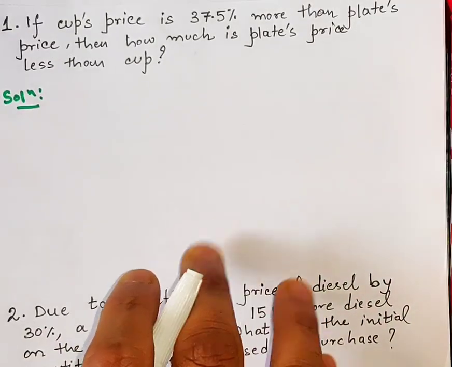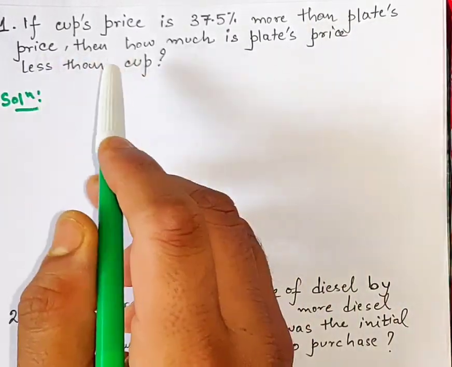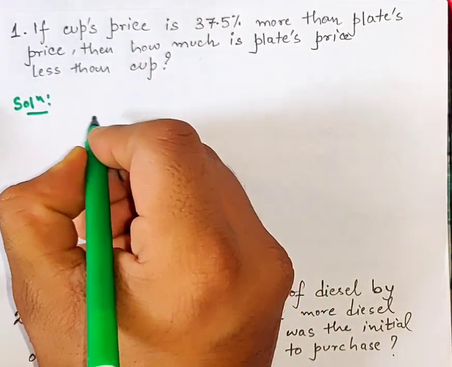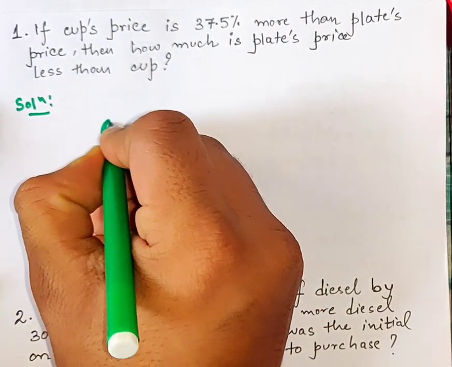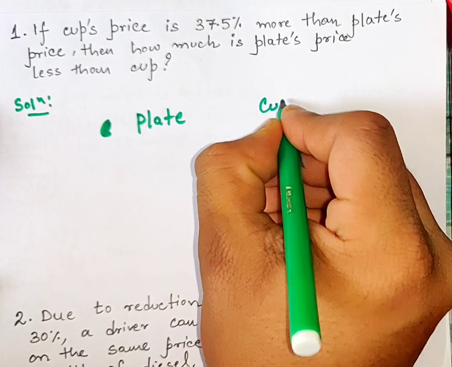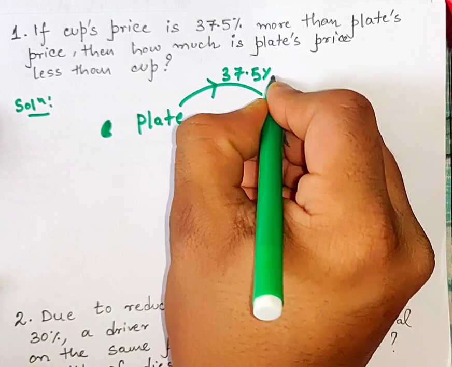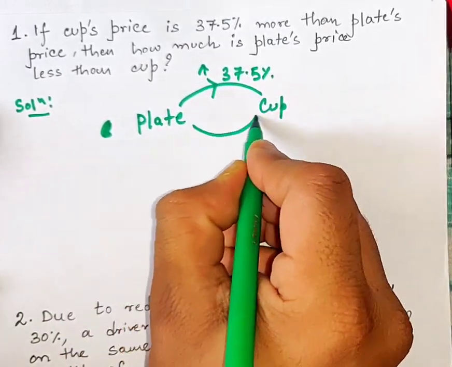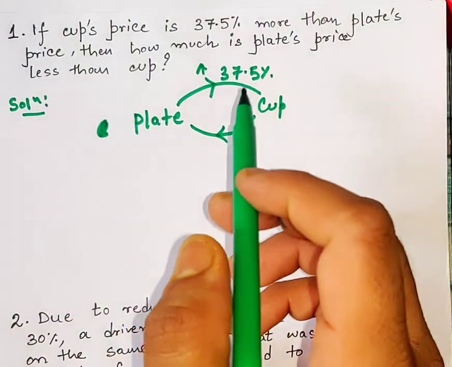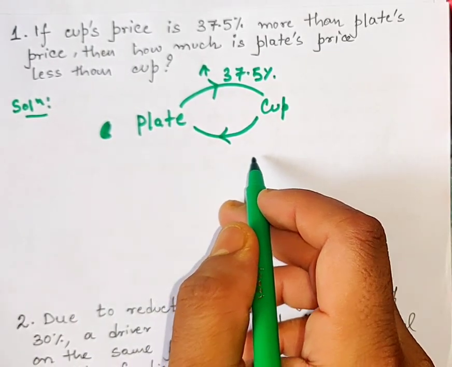I hope this question is visible to you. If the cup's price is 37.5% more than the plate's price, then how much is the plate's price less than the cup? So you see here, we have the plate, we have the cup. Now the cup's price is 37.5% more, which means you have increased. So how much is the plate's price less than the cup? So you know 37.5 means 37.5 by 37.5 plus 100. So it will give around 37.5 by 137.5.